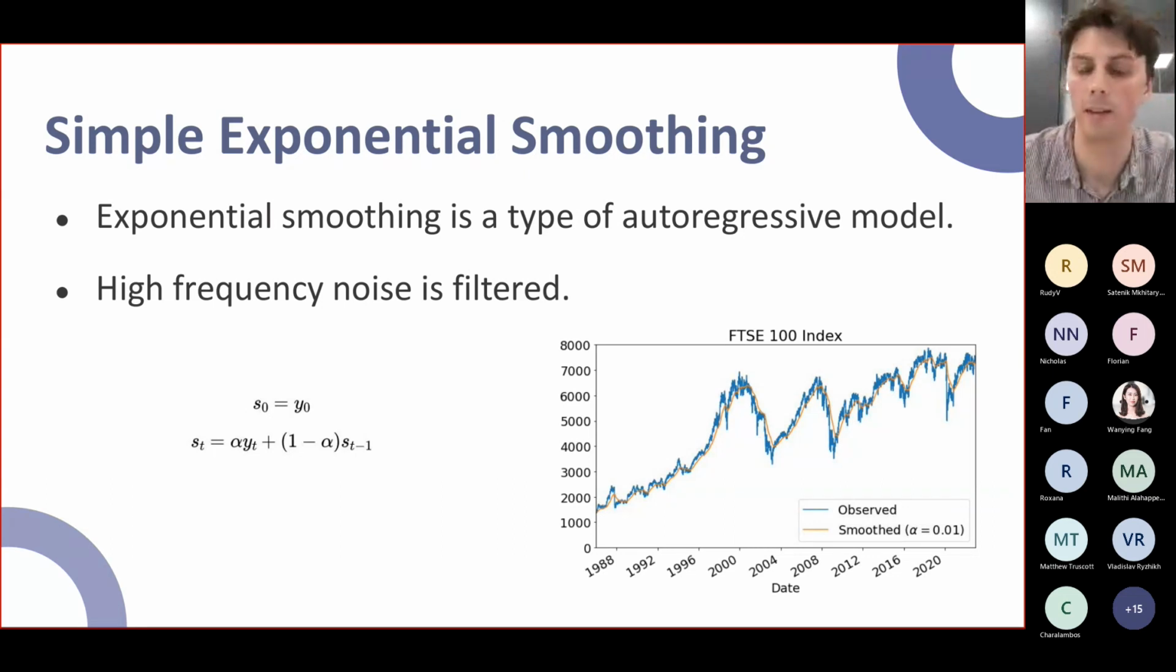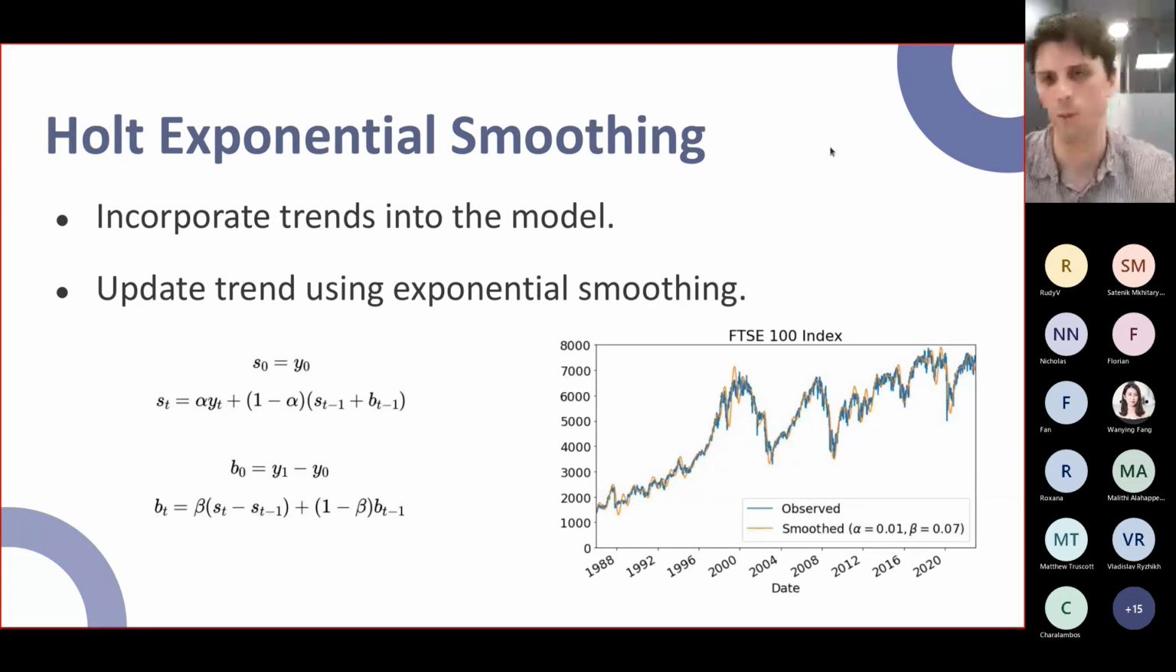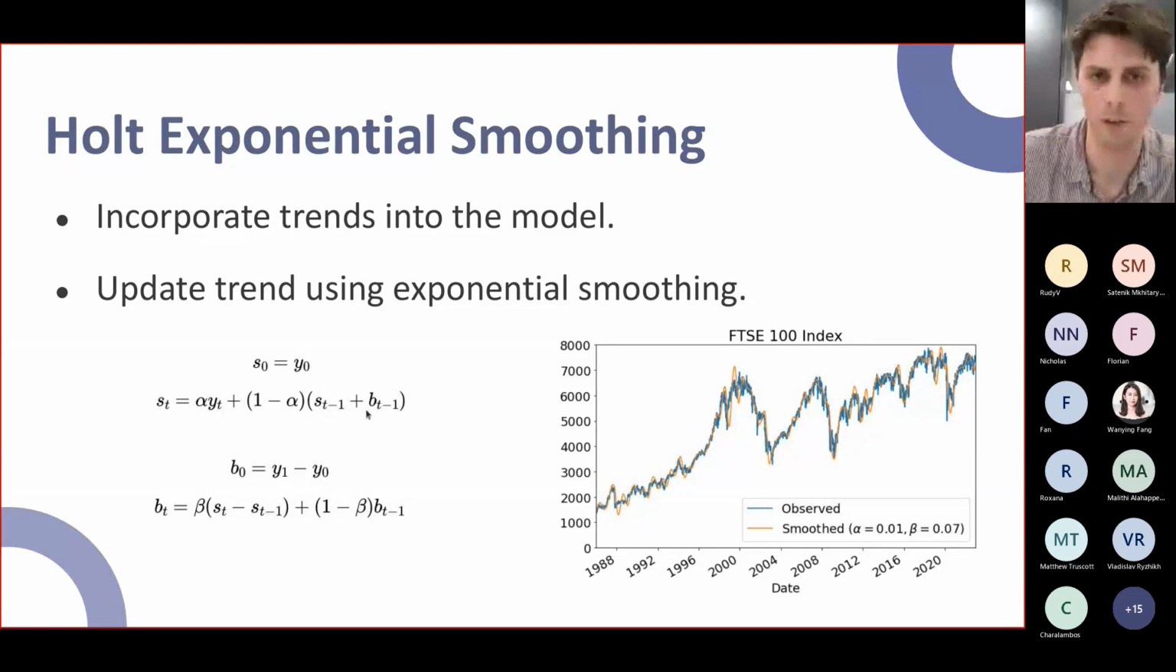And instead, you may want to look at something a bit more complicated, which is the Holt exponential smoothing model, which can also incorporate a trend. So in this case, the smooth series is not only a weighted sum of the observed value and the previous value of the smooth series, but also includes this B term, which is the trend, which is calculated at any moment in time in the series, and which is also calculated via some kind of exponential smoothing.